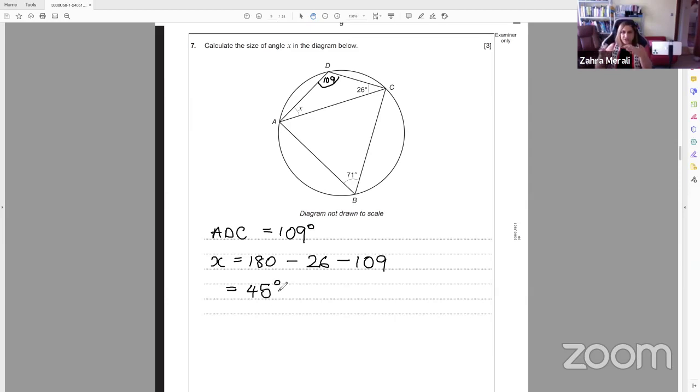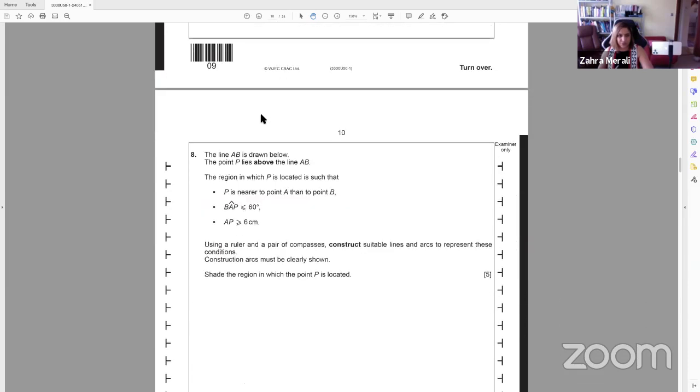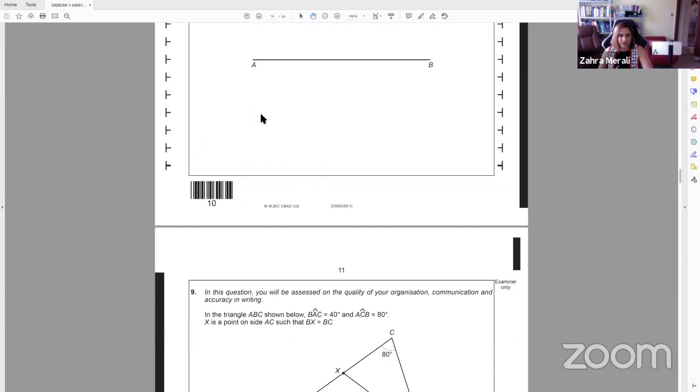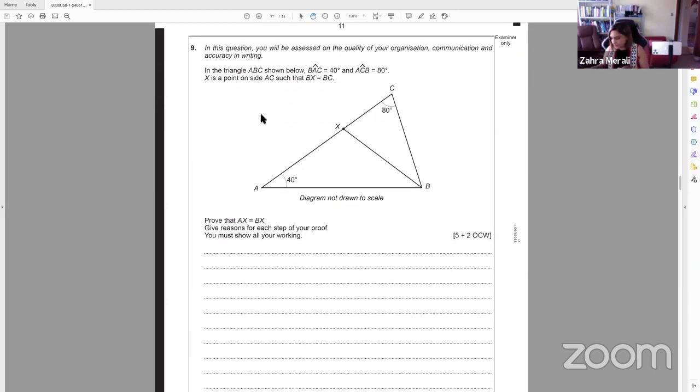Okay, and if you had to do a little division, take away some on the side, or however you needed to do that, that would have been fine, but that's as much working as you need to show. Okay, so we're not going to do 8 because it's a drawing one, and we'll maybe do them later using the visualizer so I can show you how to draw it, but we'll move on to question 9.